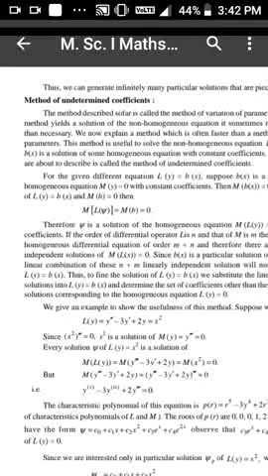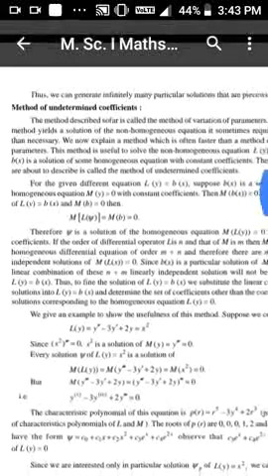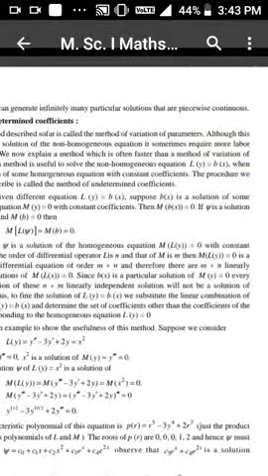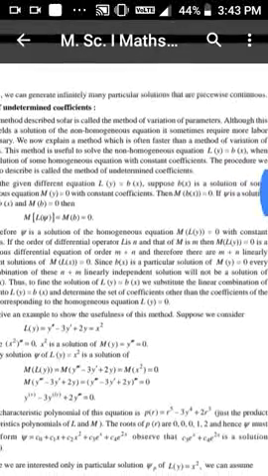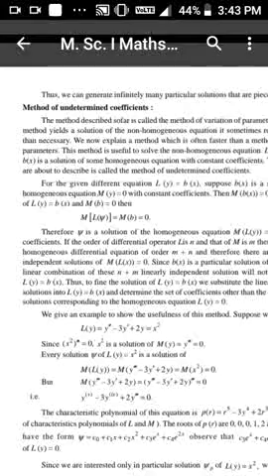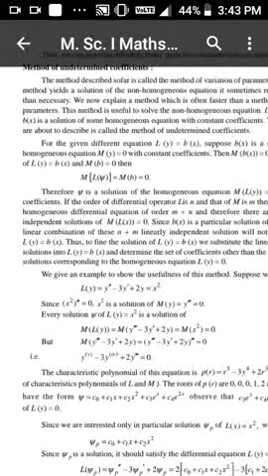Namaskar. Today I will discuss the method of undetermined coefficients for linear differential equations with constant coefficients. The method described so far is called the method of variation of parameters. Although this method yields a solution of the non-homogeneous equation, it sometimes requires more labor than necessary.